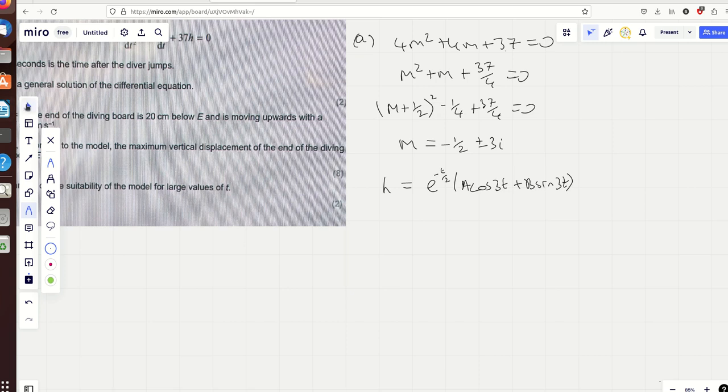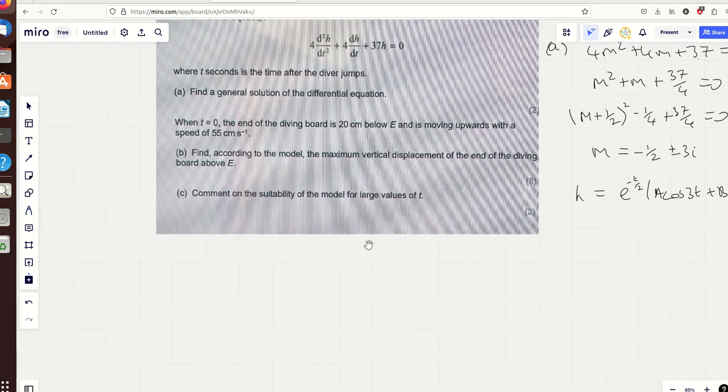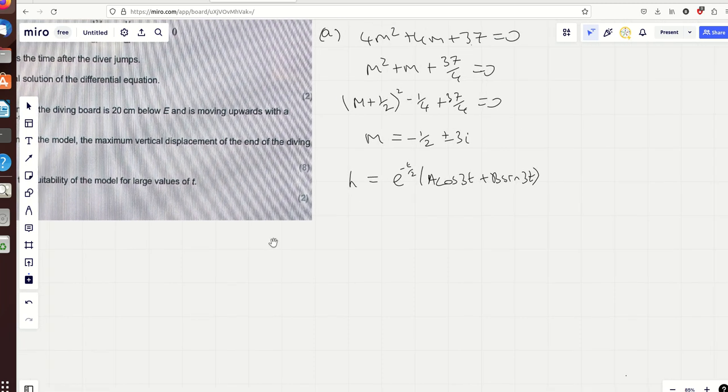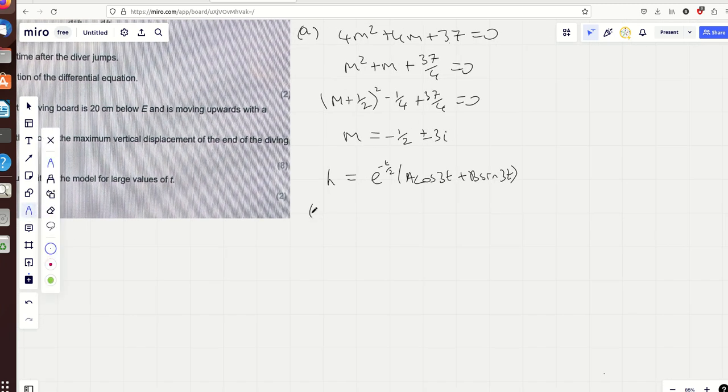Now the next bit, one thing I did want to say is make sure you've got different signs here, because if the diving board's below but the speed is moving upwards, they should be opposite signs. So you've got t is 0, h is minus 20, and dh by dt is 55. Plugging in t is 0 and h is minus 20 is no problem, because you get e to the 0, a cos 0, so that's just a, plus b sin 0, and sin of 0 is 0, so you get a here as minus 20.